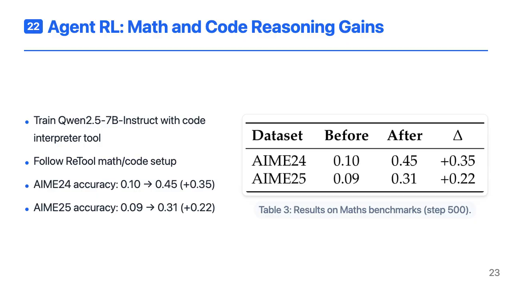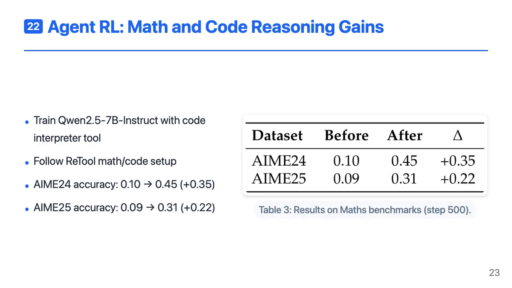For full RL, the authors train Qwen 2.5 7B Instruct on math and code reasoning tasks, using a sandboxed code interpreter as an external tool, similar to the ReTool setup. After 500 RL steps, AIME 24 accuracy jumps from 10% to 45%, and AIME 25 rises from 9% to 31%.